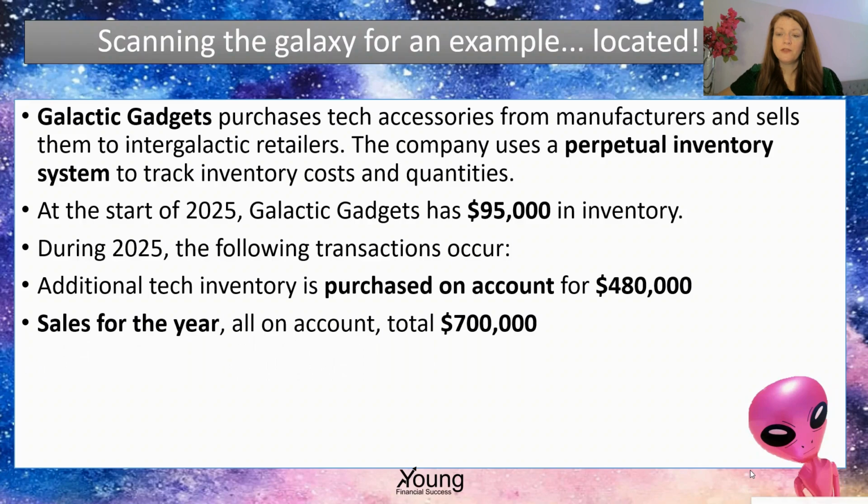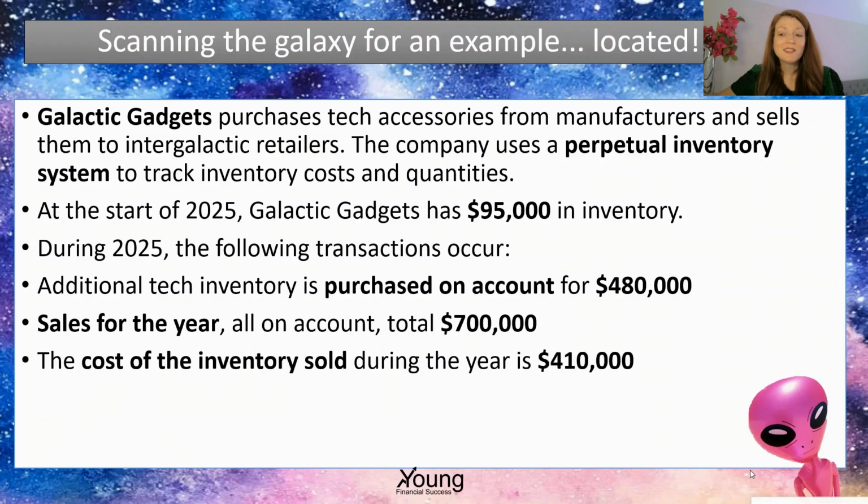Then we have sales for the year on account, total 700,000. Okay, so that's the sales number. That doesn't mean that's how much the inventory costs. That's the revenue that we see. So we would have a whole separate account for that, putting that into sales revenue.